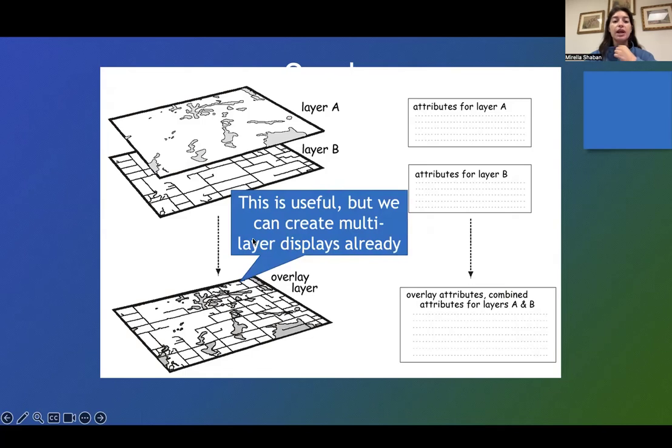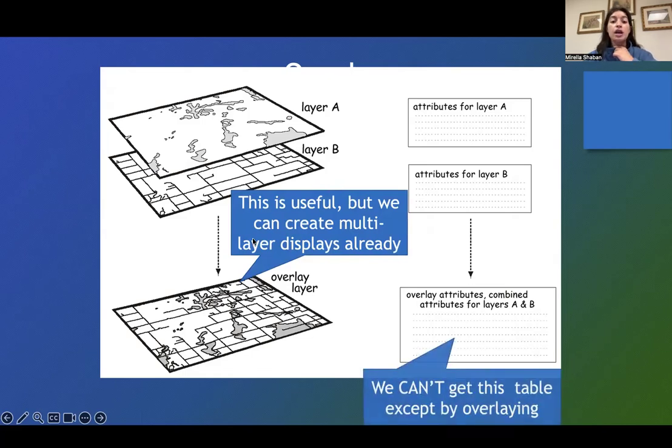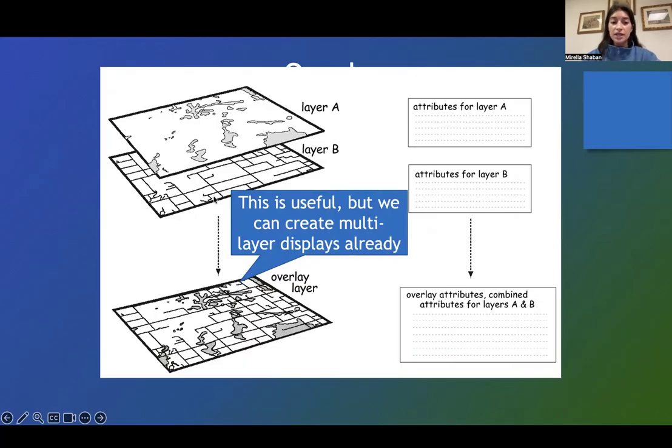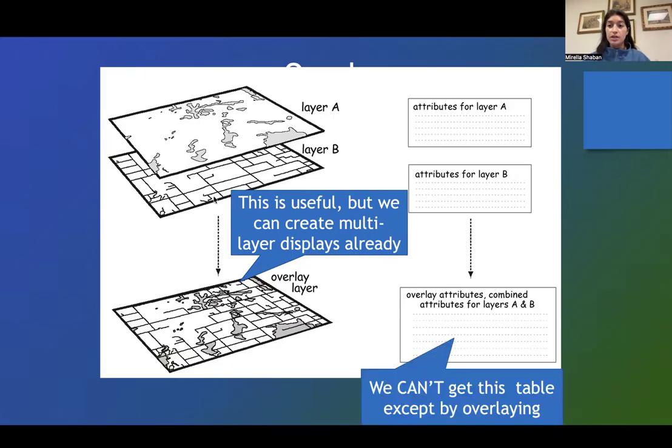So it's useful, but we can create multi-layer displays already, right? This table we can't get just by overlaying though. So again, you can get this by just creating multi-layer displays. In your contents pane, you can turn on 2 layers and you can play with the visibility of those layers to be able to see through them. But the attribute table is what is very specific and what is very necessary when we run an overlay operation. This is something that we can now run statistics or some sort of spatial operations on that gives us information from layer A and layer B in one solid place.